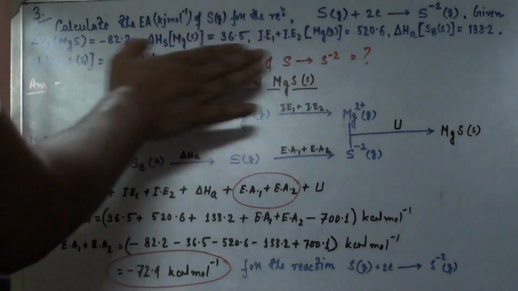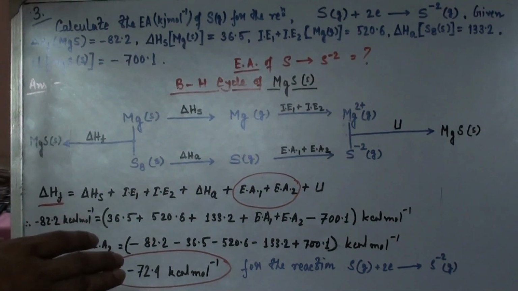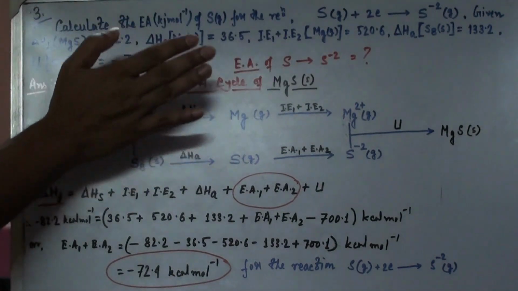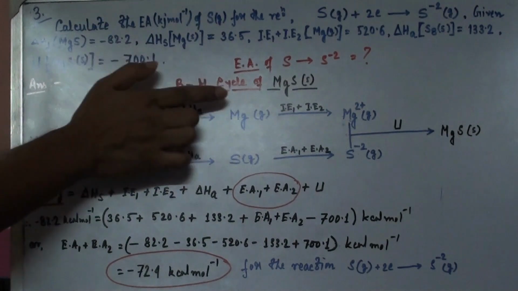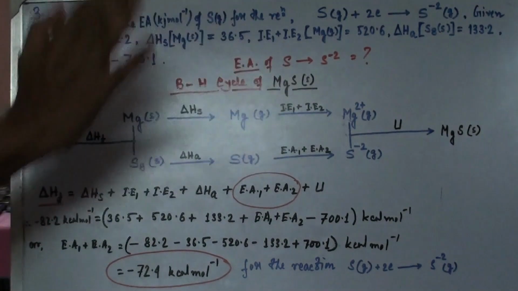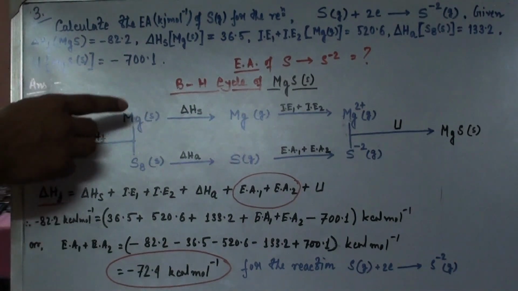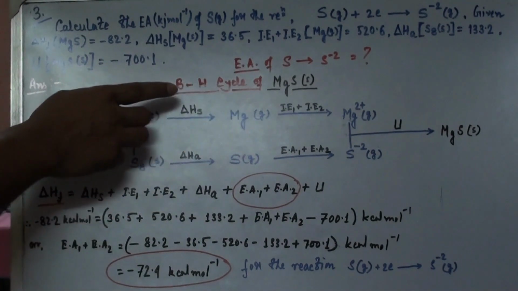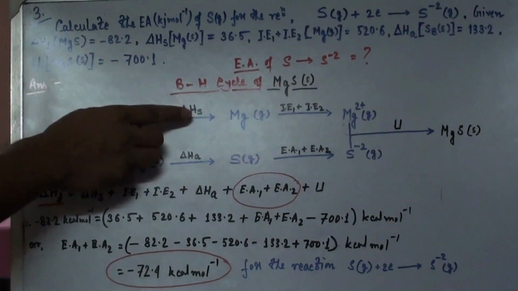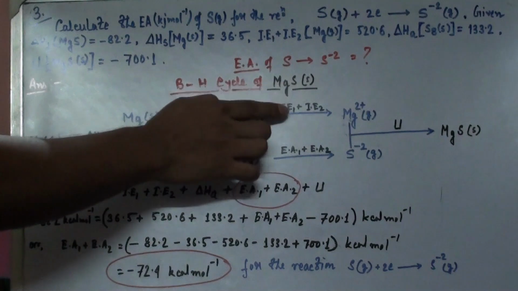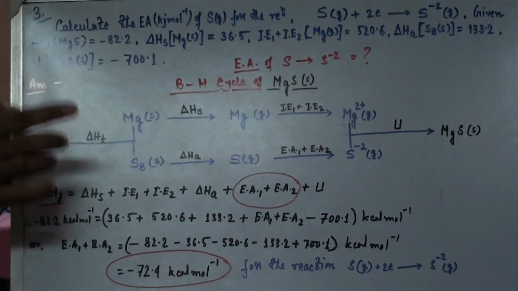Here the other data are given. So we have to calculate the electron affinity of this process. At first we have to construct the Born-Haber cycle of magnesium sulfide solid. So here is the Born-Haber cycle. Here magnesium solid to magnesium gas, this process is nothing but sublimation energy. Now magnesium gas to magnesium 2 plus, with ionization energy 1 plus ionization energy 2.